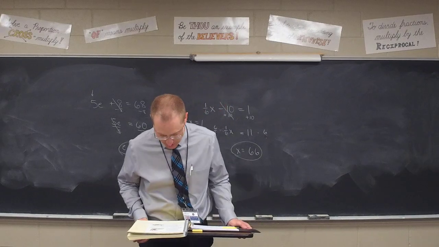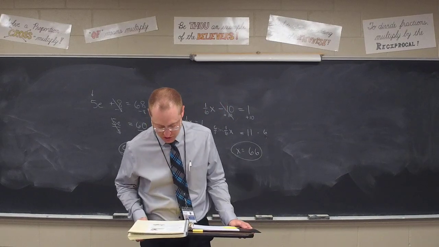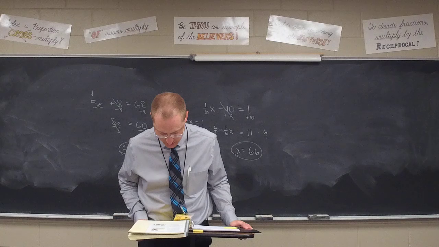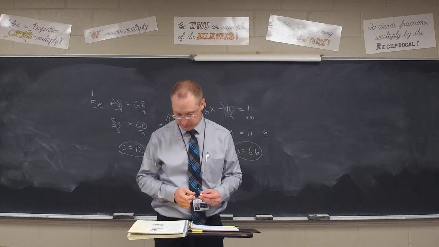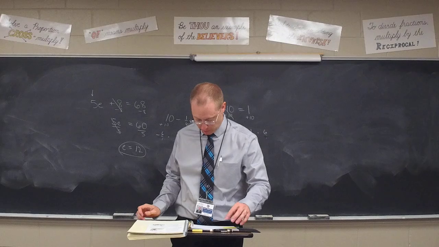All right, numbers 15 through 18, writing some ratios. 12 children, 60 adults, boarded the afternoon train. What's the ratio of children to adults? What you got, Jalen? 1 to 5. Good, 12 to 60 reduces to 1 to 5.